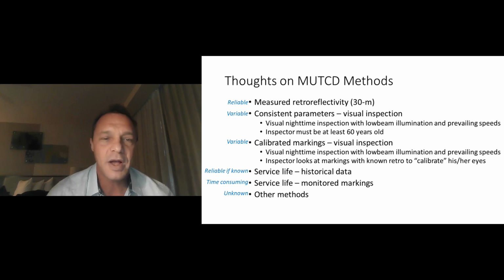So there are some thoughts on the MUTCD methods. And again, I don't have enough time to really break down the pros and cons of each one of these. If you're interested in that, or you're thinking about implementing some of them and you would like a sounding board, I'd be happy to do that.